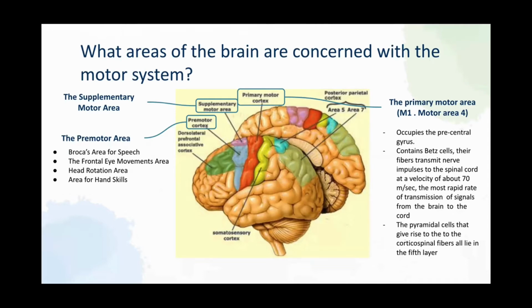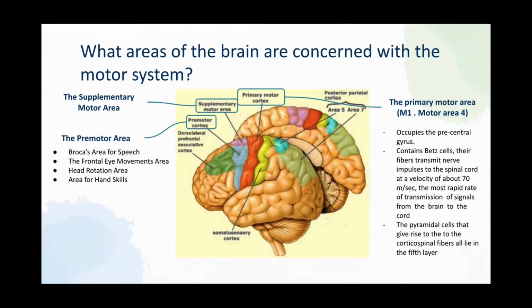The areas that are concerned with the motor system are basically three main areas. We have the primary motor area, occupying the precentral gyrus here, if you see my cursor. This area is the main motor area, and it has the pyramidal cells, also called Betz cells. These cells are giant cells that send down axons for the motor system.